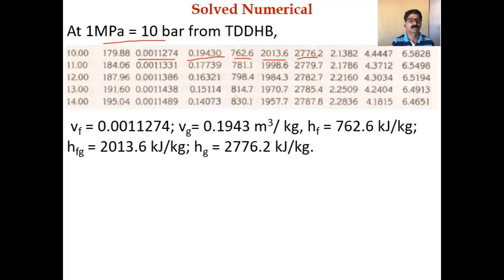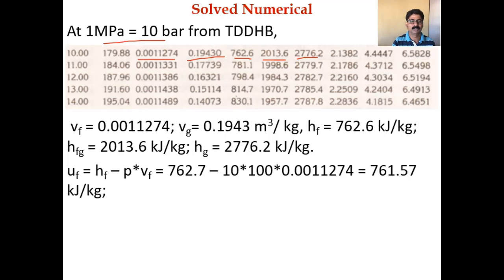So this is how you have to refer to the table. Vf, Vg, Hf, Hfg and Hg values are noted. Now the U value, because whenever you have to calculate heat transfer for the steam during any thermodynamic process, internal energy has to be calculated. Since it is not given, I calculated here Uf as Hf minus P into Vf. P is 10 bar, so it has to be converted into kilopascal because all these quantities are in kilojoules. Very, very important point to be substituted: pressure should be in kilopascal.